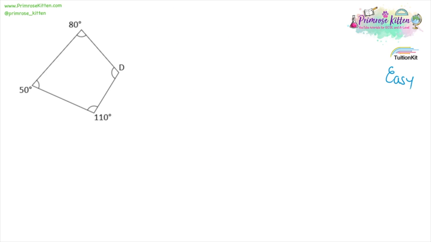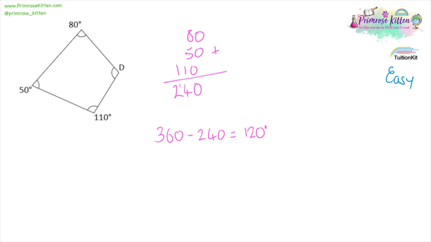Same rules apply here. All of these angles add up to 360. I'm going to do it a slightly different way. 80, 50, 110. I'm going to add those together. So we have 0, 8 plus 5 plus 1 gives us 14, 1 plus 1, it gives us 240. We can then do 360 minus 240 will give us 120.